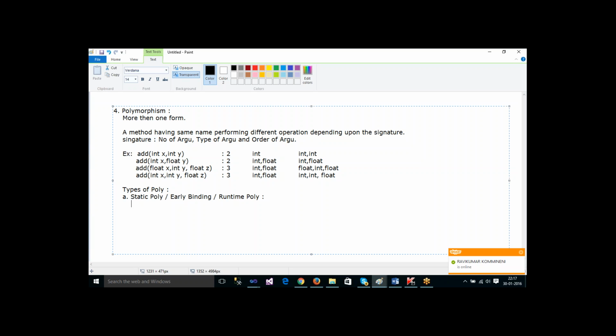Now, what is the definition? Understand, the compiler will get to know the execution of the method name at the time of compilation.